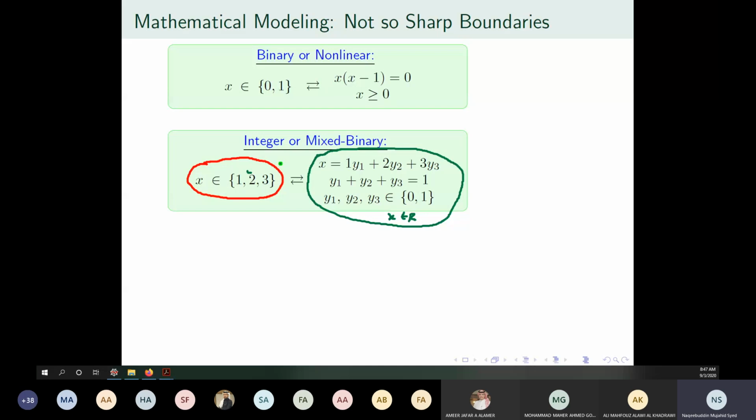Yes, Amir? Doctor, in case all 3 y's are zeros, doesn't that mean that x should include 0 also? Yeah, but you see this constraint is saying that this case cannot happen. Exactly one of the y's should be 1. That's the reason for this constraint. You see this? Yes, it's clear now. Okay.